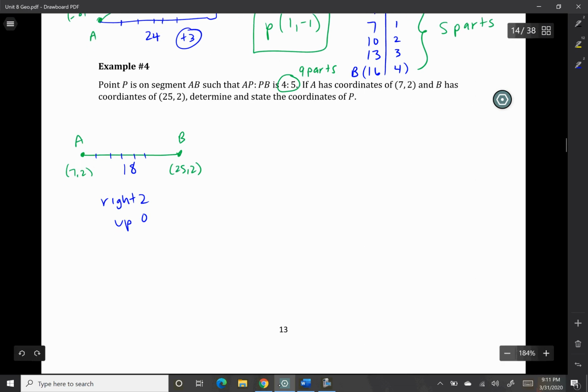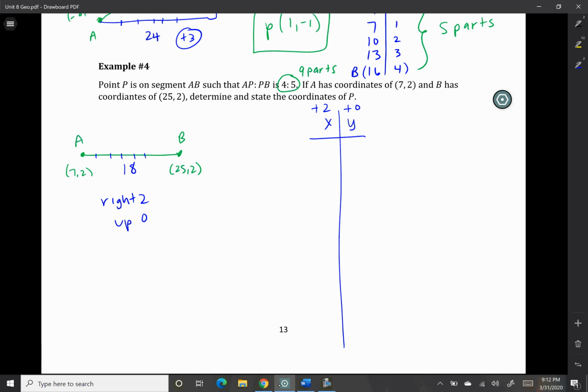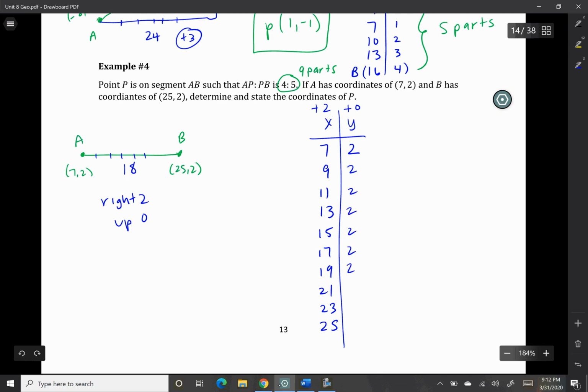So when I make this table of values, here's my x column and my y column. The x column is each time going to go up by 2. The y values are going to not change at all. They're all going to be 2. So the first point I'm going to write down is point A, the starting point. And I'm going to add 2 to all these x values until I get to 25. So I'd have 9, 11, 13, 15, 17, 19, 21, 23, and then finally 25. Because of the 0, all of these are 2. They're all going to be on that same line.